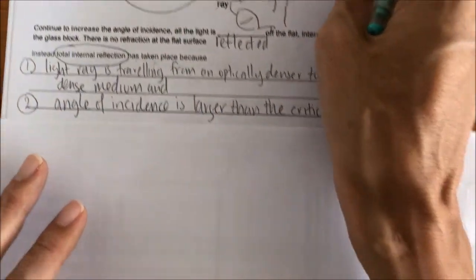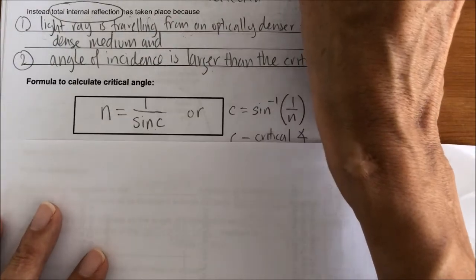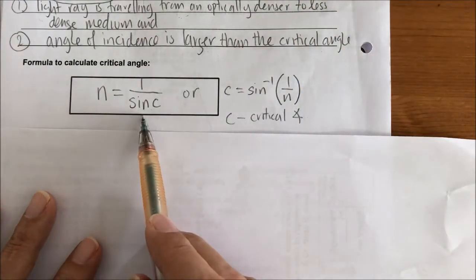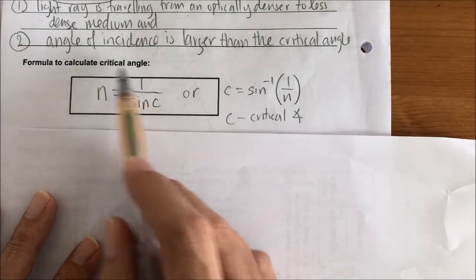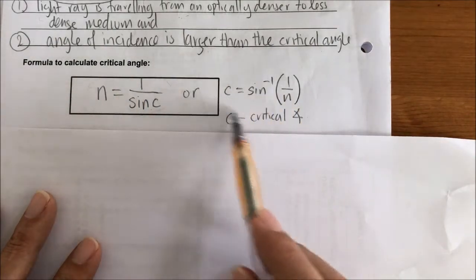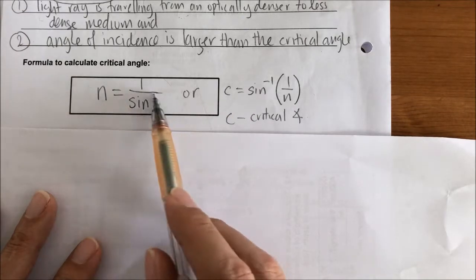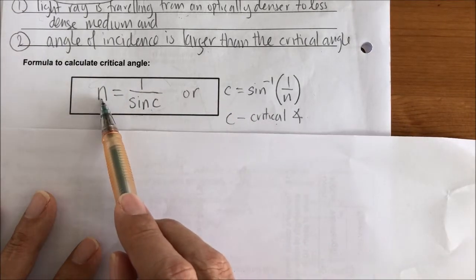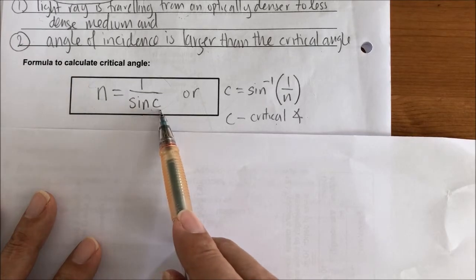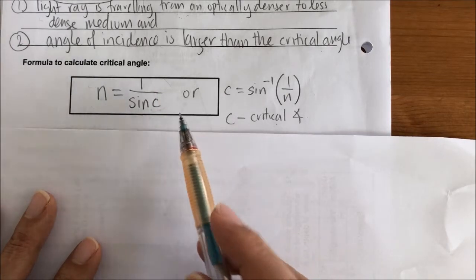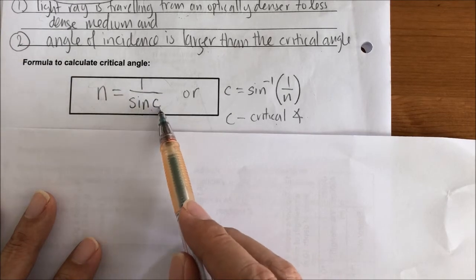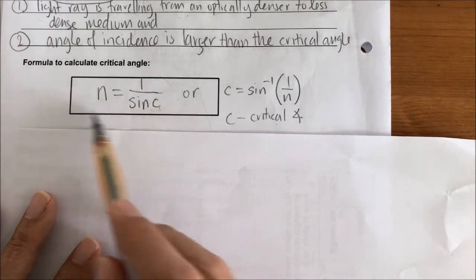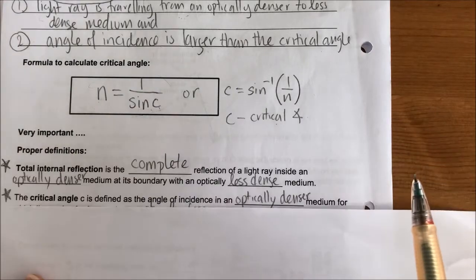So we talked so much about the critical angle. I hope you remember the formula of the critical angle: n equals 1 over sine C. That's the good way to remember. Some students prefer it another way, but I just prefer it this way myself. C is your critical angle. So if you are given n, the refractive index, you can find the critical angle. And also be flexible: if you are given the critical angle, you can also find the refractive index. With the refractive index, I can find my critical angle.